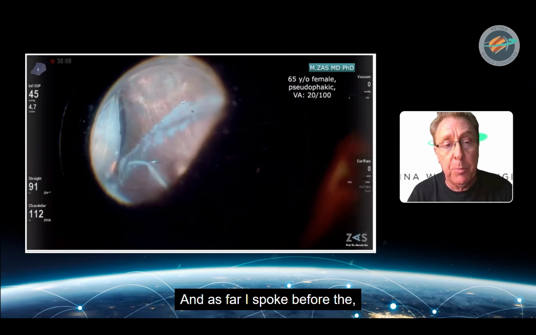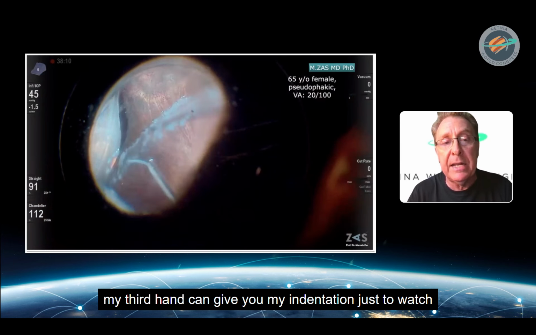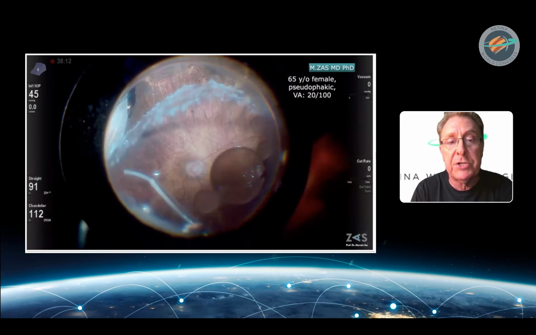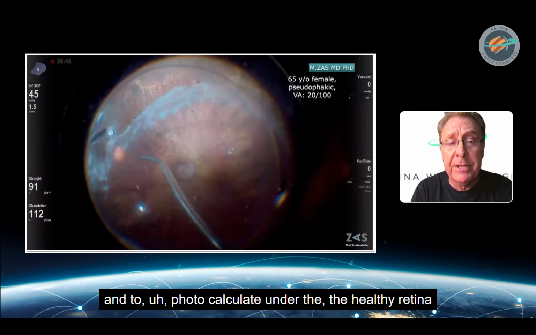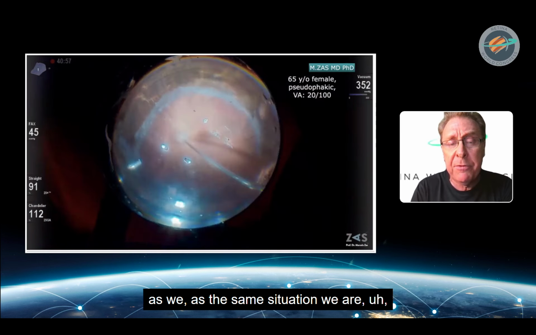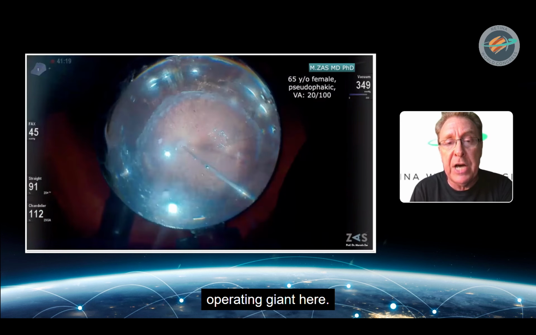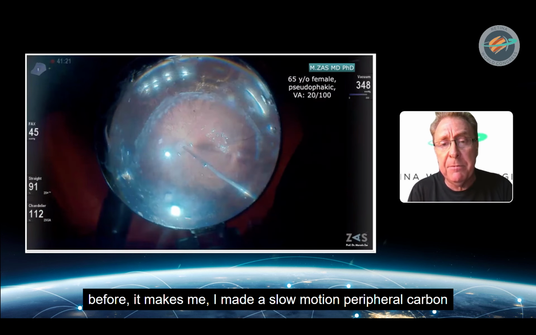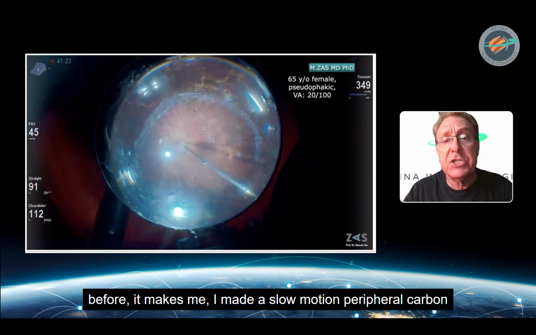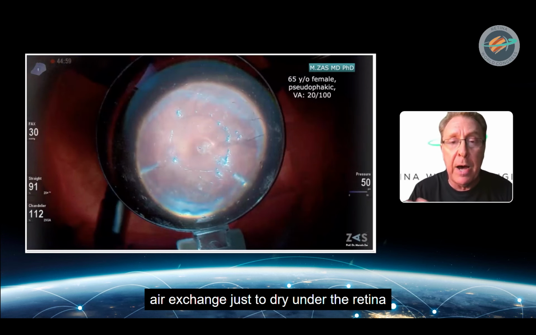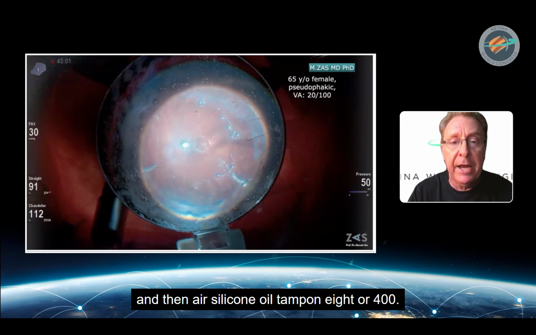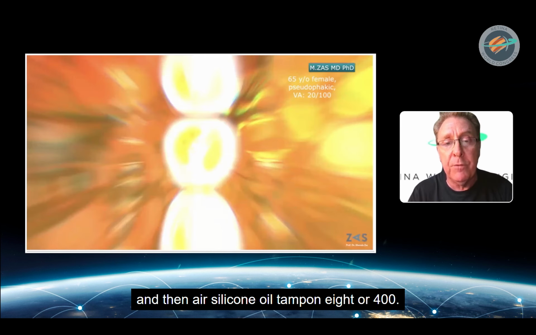And as I spoke before, my third hand can give me indentation just to watch and to photocoagulate the healthy retina, as in the same situation when we are operating a giant tear. As I said before, I made a slow motion perfluorocarbon air exchange just to dry under the retina, and then air silicone oil tamponade 1400.